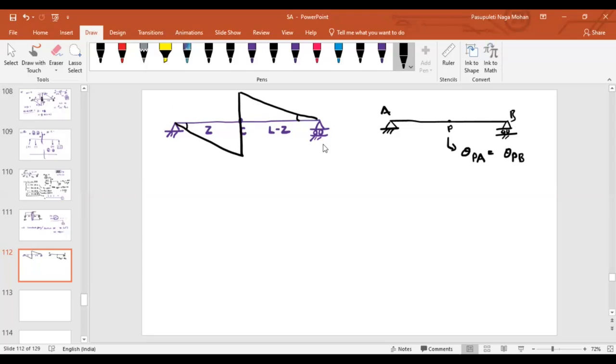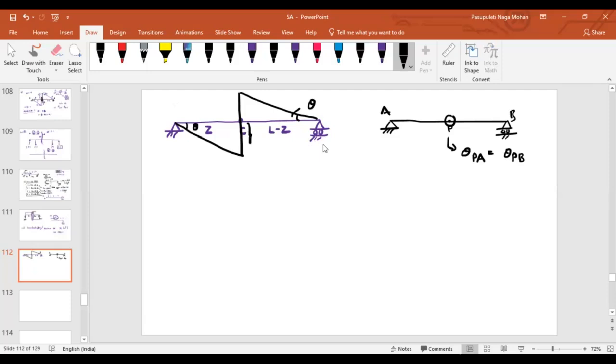This is the rigid joint that we discussed in the previous slide. There is a rigid joint, so the rotations of the corresponding members will be the same. In the same way, if you are talking about a point, the rotation will be defined by a single point. That means rotation at point P. If you talk about rotation at P towards A, or rotation at P towards B, both will be the same. That's why here this one will be theta and this one will also be theta.